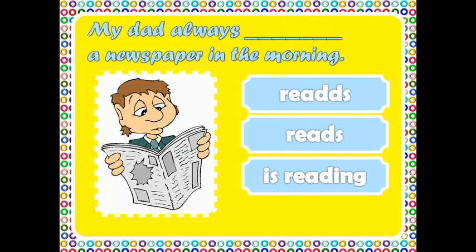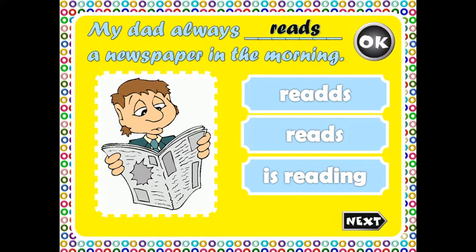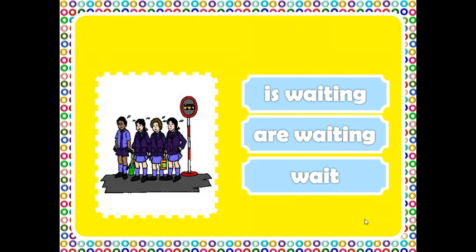Next. My dad always (blank) a newspaper in the morning. How do we write read? Reads with double d? I don't think so. Is he reading at the moment? No, always in the morning, okay? So remember, we're talking about my dad, so we say reads. My dad always reads a newspaper in the morning.